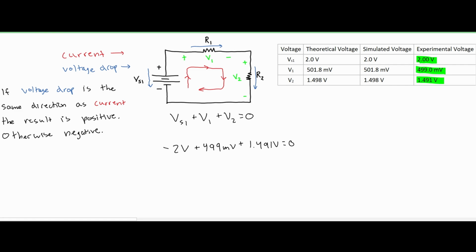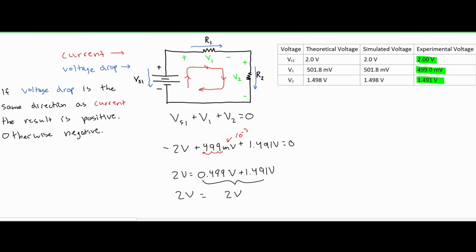Now, 1 milli is 10 to the negative 3. So that means we're going to have to move our decimal 1, 2, 3 times right here. And now we can rewrite this, moving our negative 2 volts to the right side. That way we have all positive numbers. And this is going to be our answer. If we add both of these together, we're going to see that we get 2 volts. And our 2 volts is equal to our 2 volts.